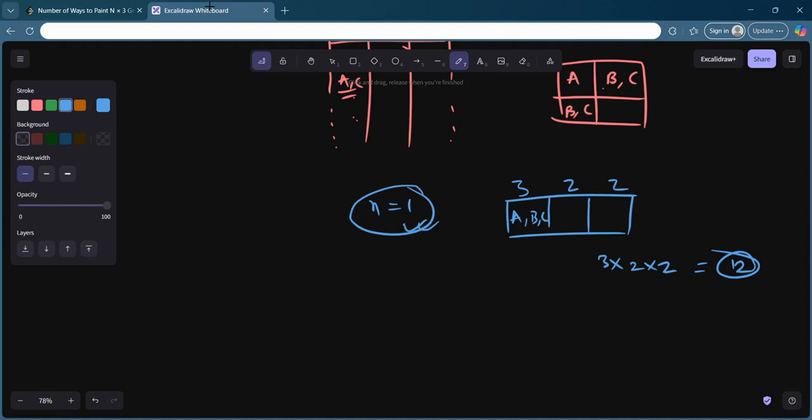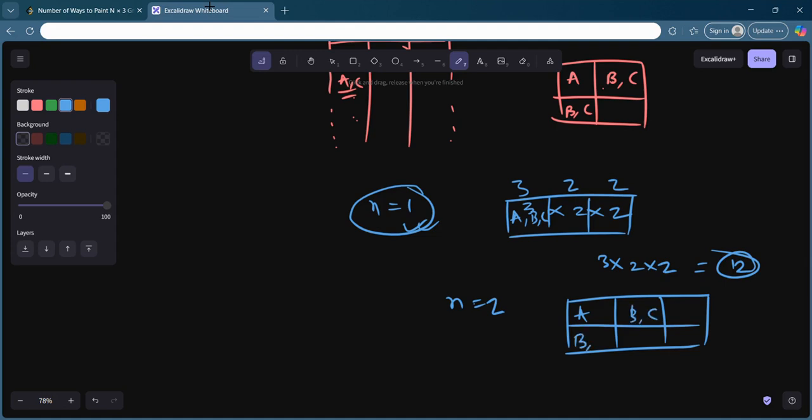As you go to n equals 2, you realize that you can't just have a number for each cell and multiply them. You did 3 into 2 into 2 for n equals 1, but as you go to n equals 2, you will find that it depends on a lot of factors. As I told you, if you place an A over here and then B and C, what you fill in this cell depends on what you filled in this and this cell also. So you can't just assign a number and multiply it always for n equals 2 and further.